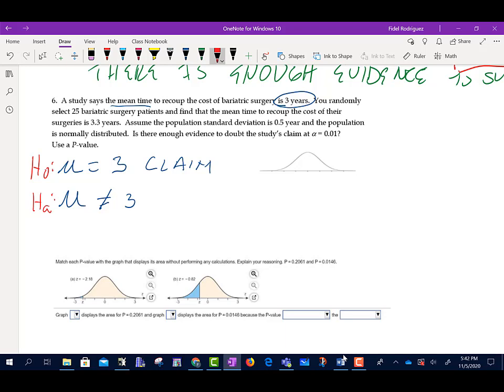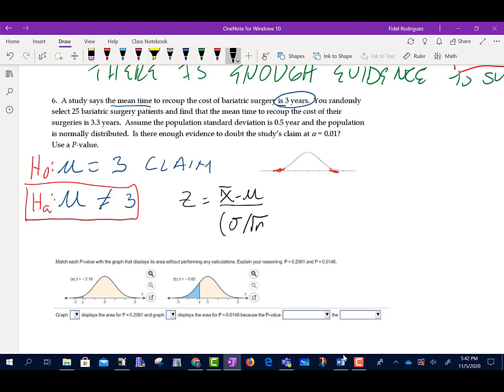The second thing we got to figure out, left tail, right tail, two-tail test. We always look at this business right here, okay? Once we find that, then we know that that is going to be a two-tail test, okay? So we're going to have this piece here, and we're going to have this piece here, okay? Now, let's find our standardized test statistic. My z-value is going to be equal to x bar minus mu divided by the standard deviation over square root of n.